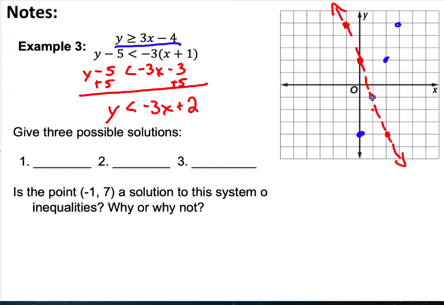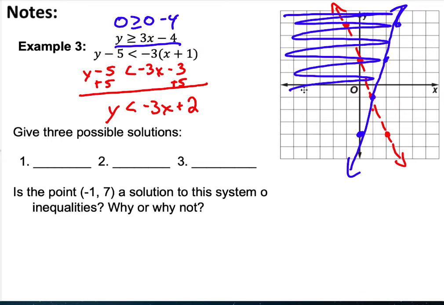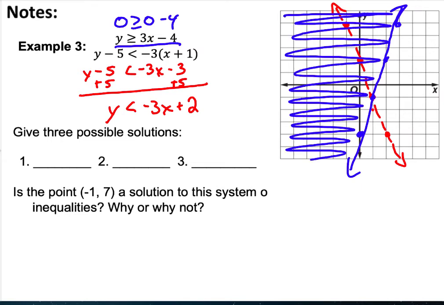And it's greater than or equal to, so I need a solid line. Now I'm going to do my shading here real quick. I'm going to plug in 0 for y and 0 for x. Is 0 greater than or equal to -4? Yeah, that's true. So I want this side that has 0, 0 on it.